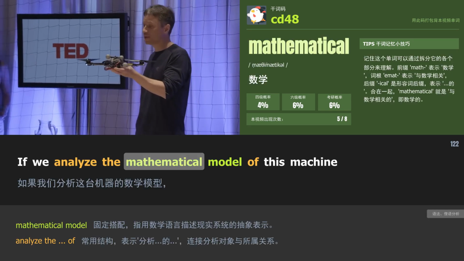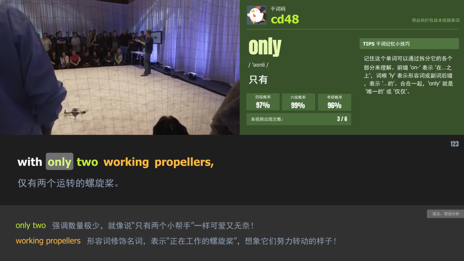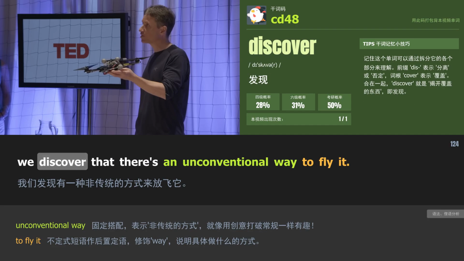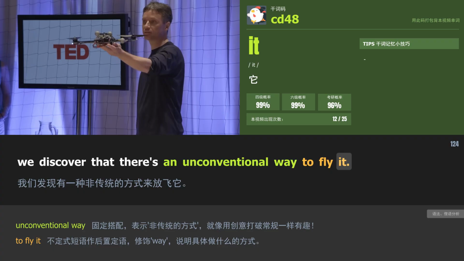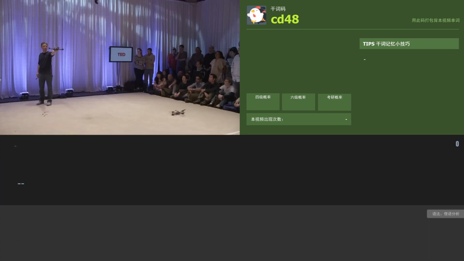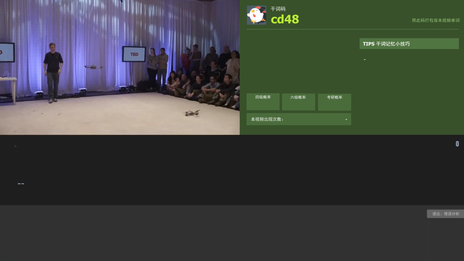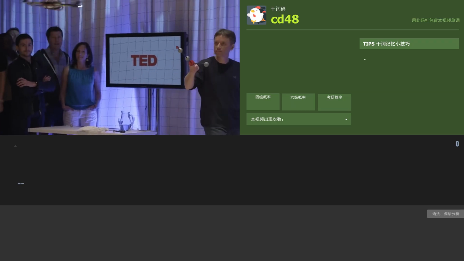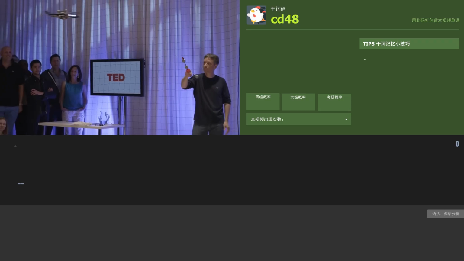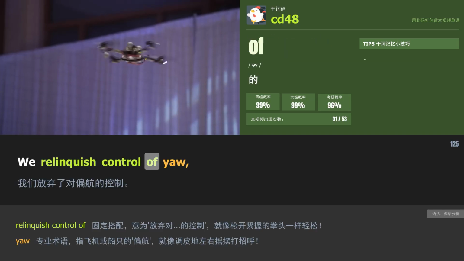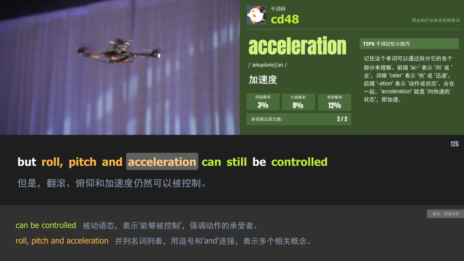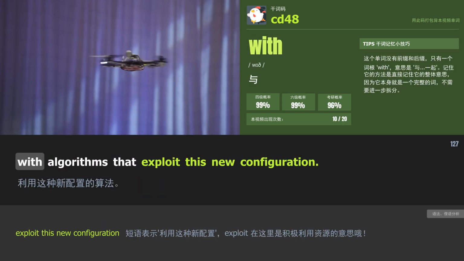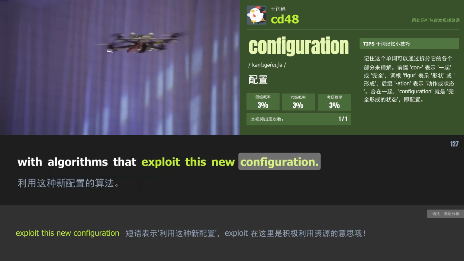If we analyze the mathematical model of this machine with only 2 working propellers, we discover that there's an unconventional way to fly it. We relinquish control of yaw, but roll, pitch, and acceleration can still be controlled with algorithms that exploit this new configuration.